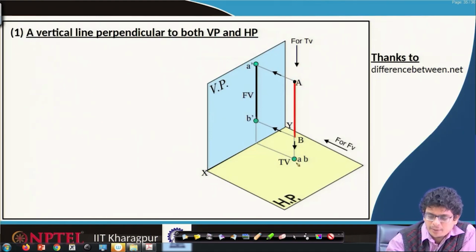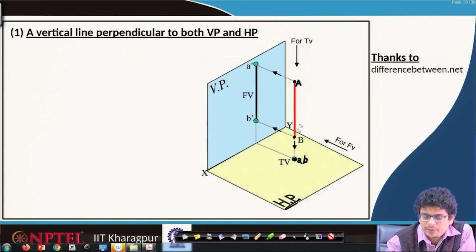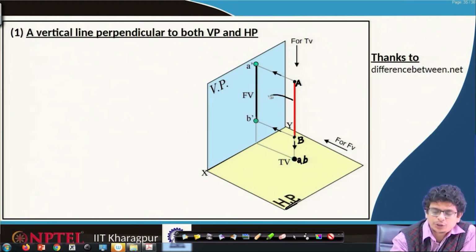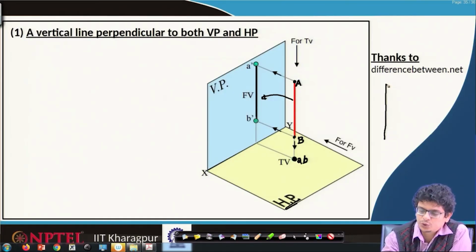A point maps onto small a in the top view on the horizontal plane. B point also coincides with that projection, B. So your entire capital A, capital B line is projected to a point on the horizontal plane, whereas it is projected onto a vertical plane as a line.